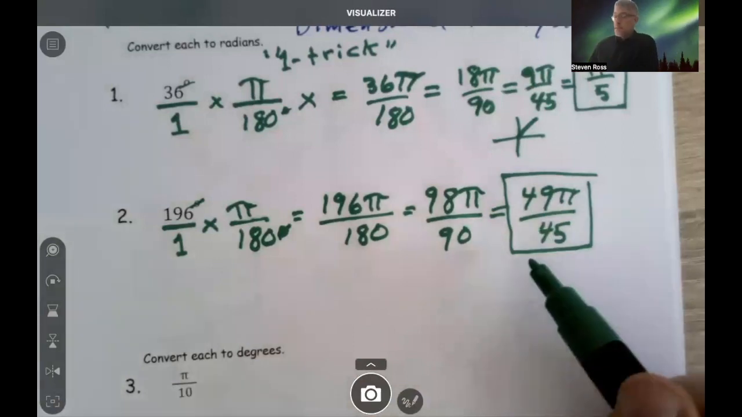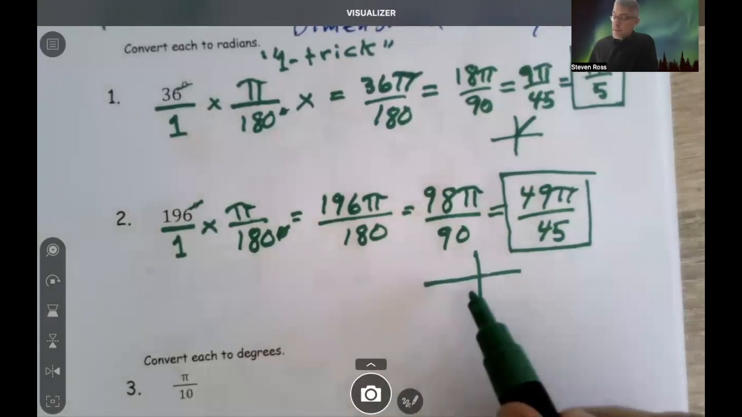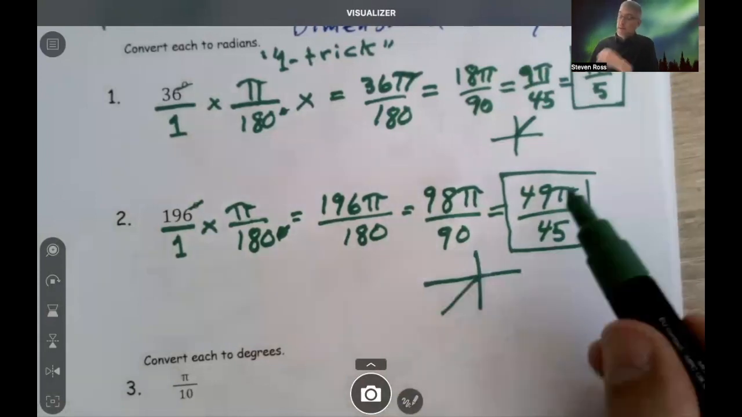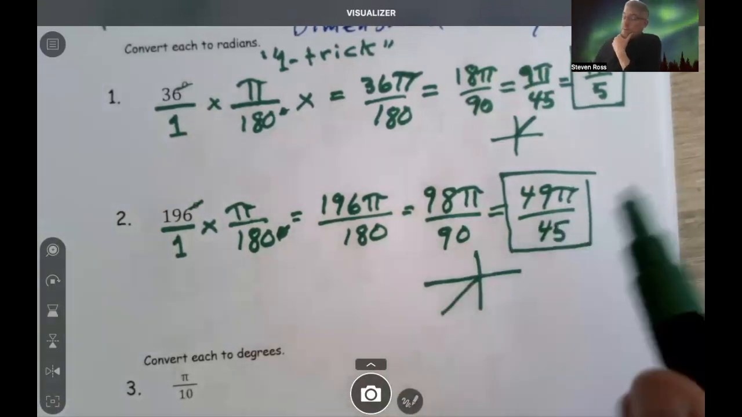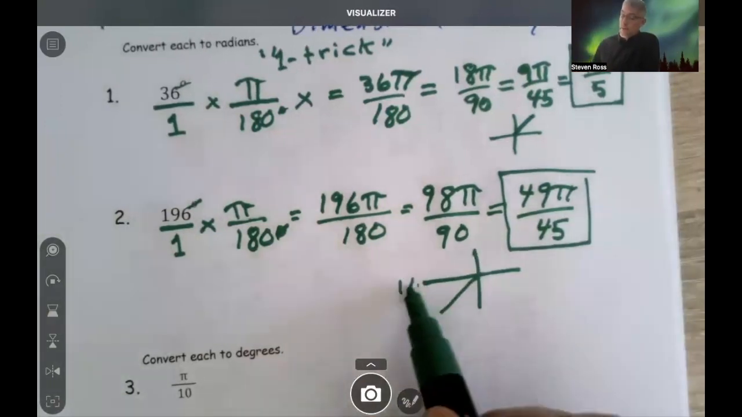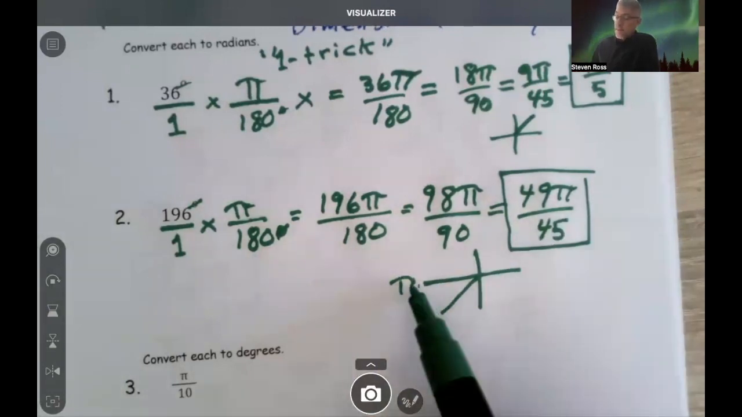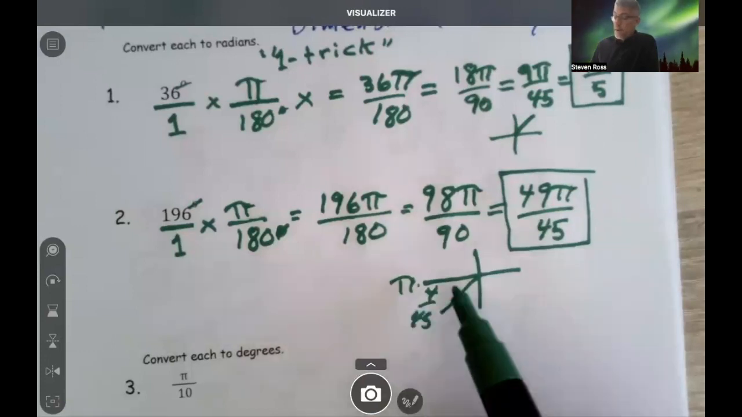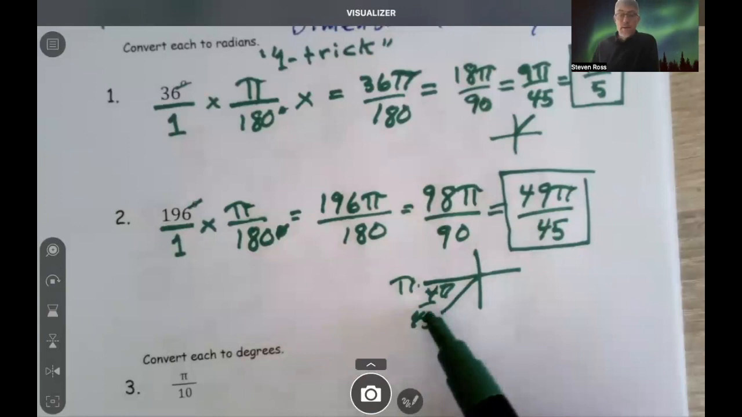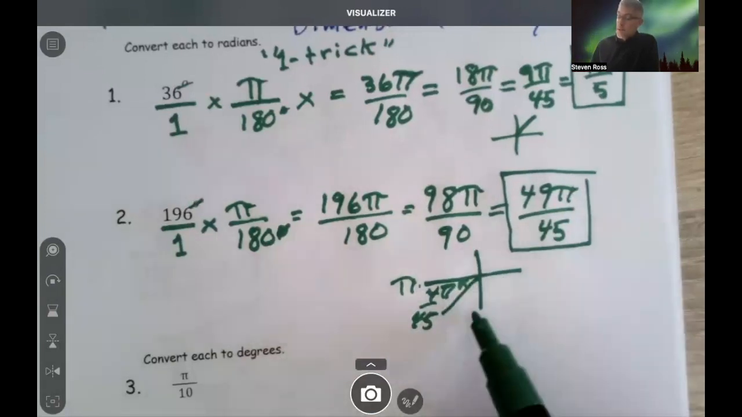Now I can tell this is in quadrant 3. The reason I can tell is because I know that 45 pi over 45 would be right here. 45 over 45 would be 1 pi, but this is going to be an additional 4 over 45 pi, or 4 pi over 45. And that's going to get me into quadrant 3, which is right here.